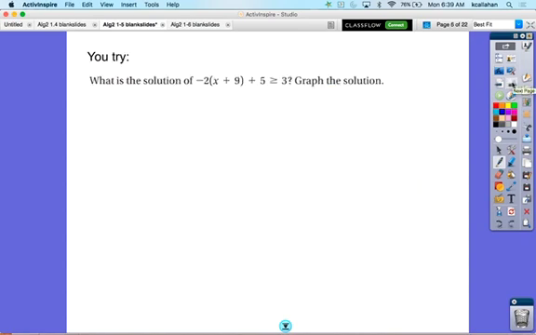All right, so try this one on your own. Hit pause now, and when you're done, hit play, and you'll see me work out the same problem. So hit pause now.